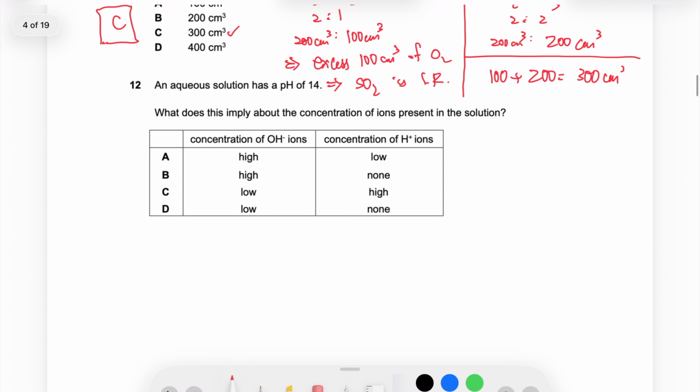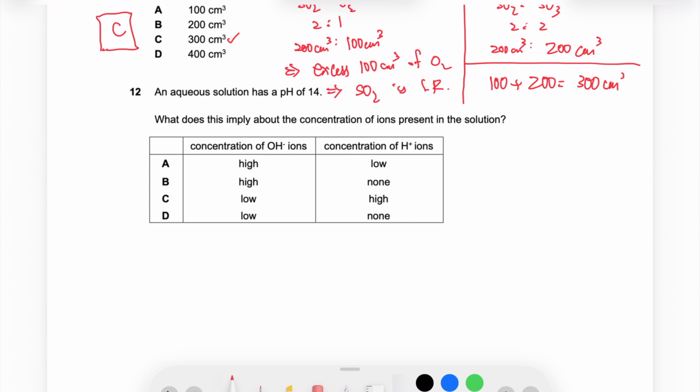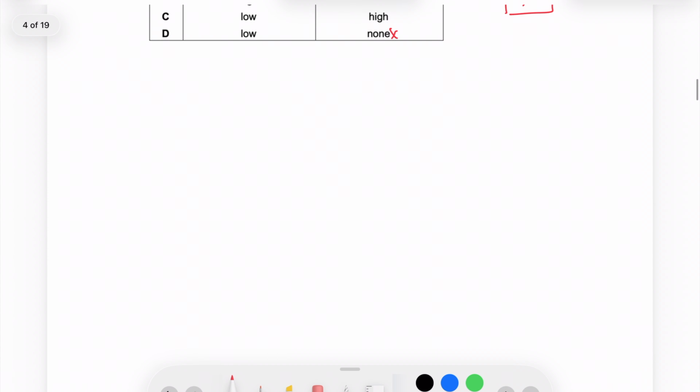Moving on. Question 14, an aqueous solution has a pH of 14, so this will be your alkaline. So what does it imply of the ions? Okay, so this is a good question. So your OH minus definitely will be high. Okay, but that doesn't mean there's no H plus. Okay, there's still some. It's just that it's very little. So the answer will be A. Okay, so take note, there will still be some H plus. It's just that it's very little.